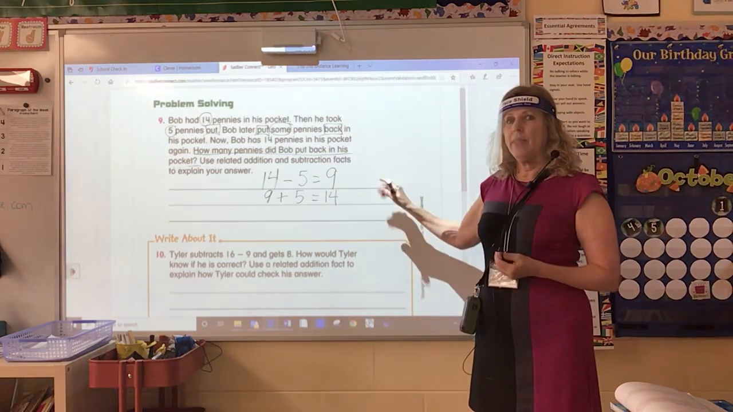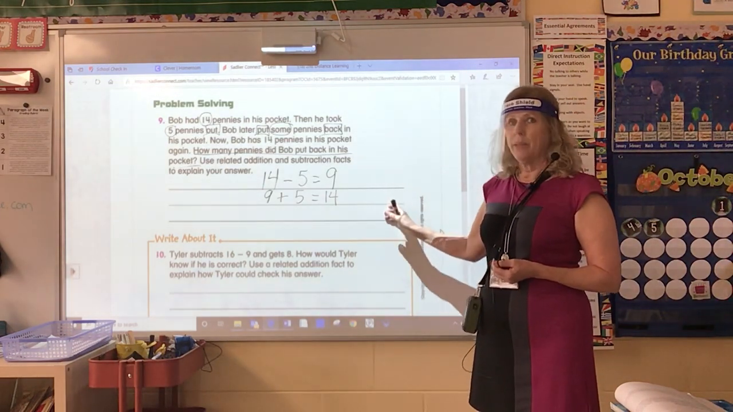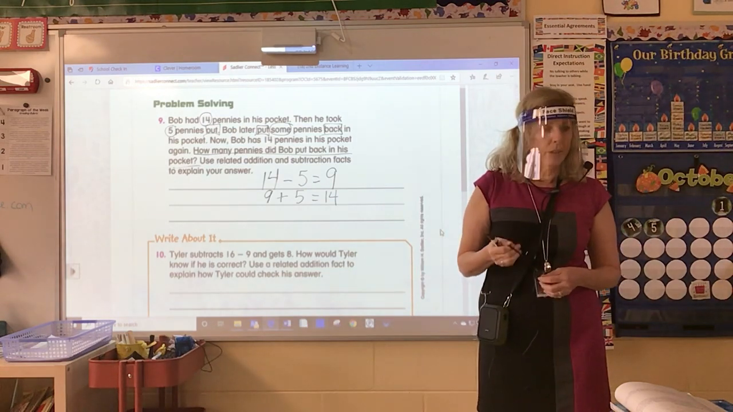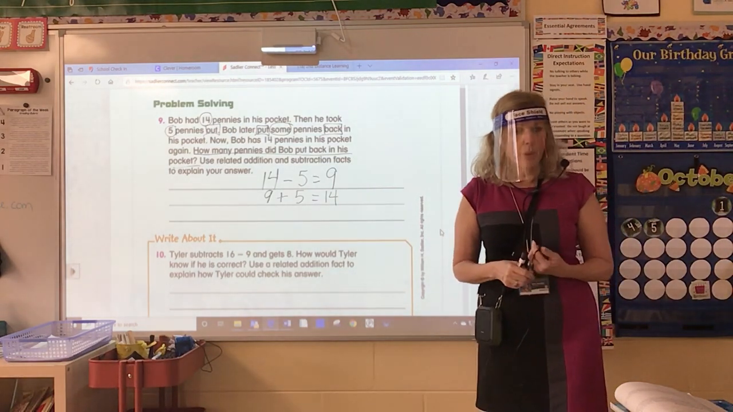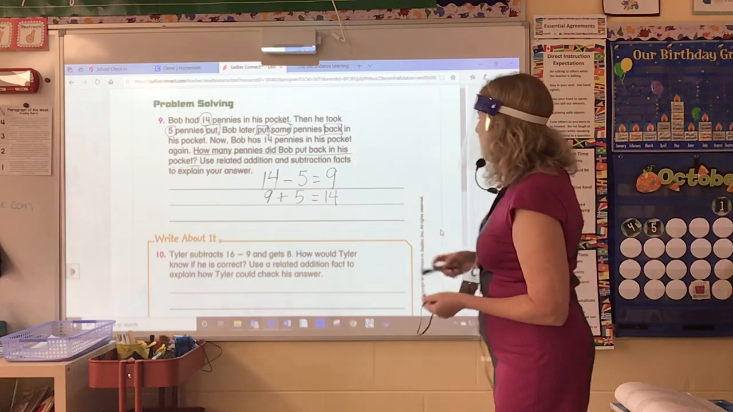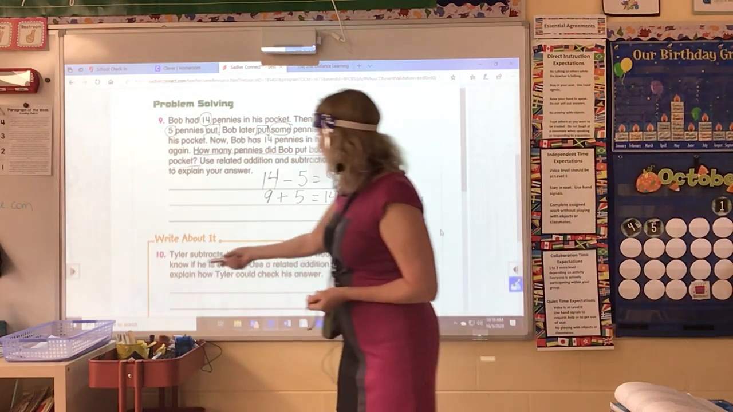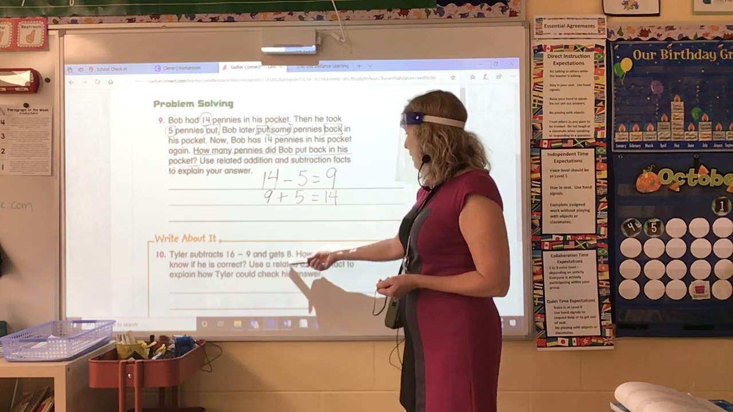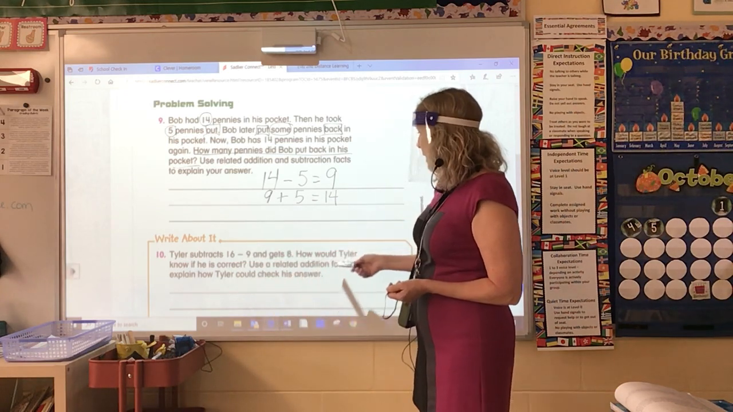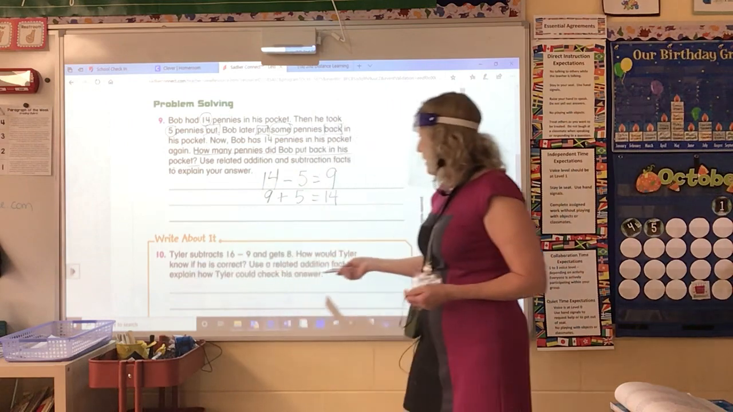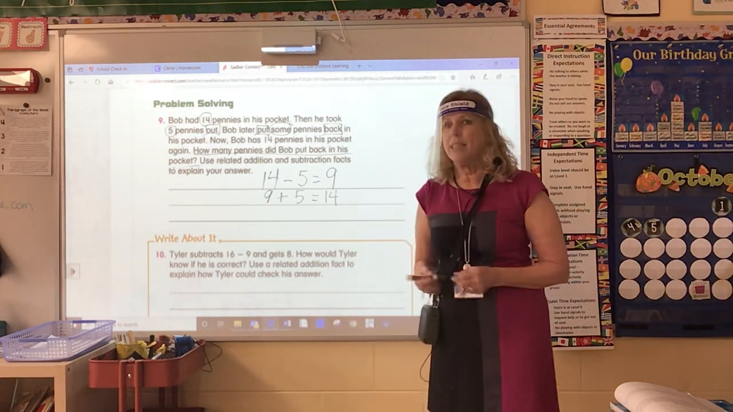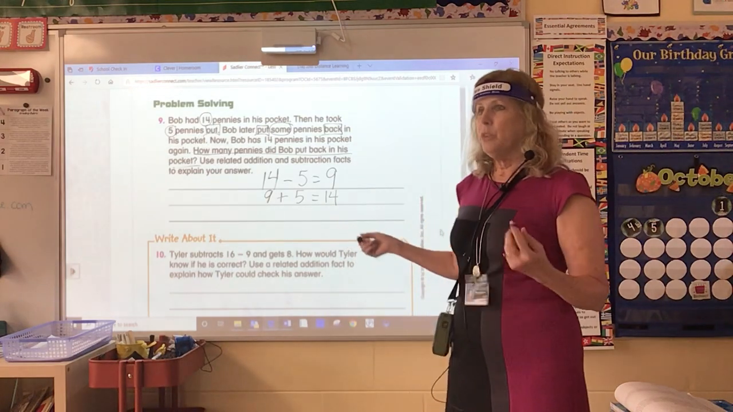Is there anyone that had a problem with this one? You did, Dylan? A little bit. Okay, I'll work with you. Okay, and let's just look at the last one real quick. Tyler subtracts 16 minus 9 and gets 8. How would Tyler know if he is correct? Use a related addition fact to explain how Tyler could check his answer. What would we do here?